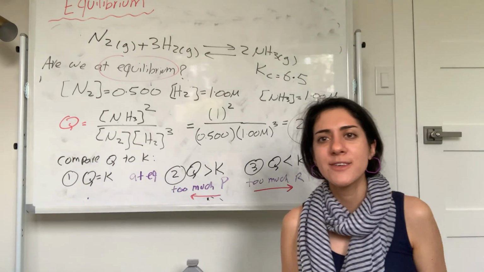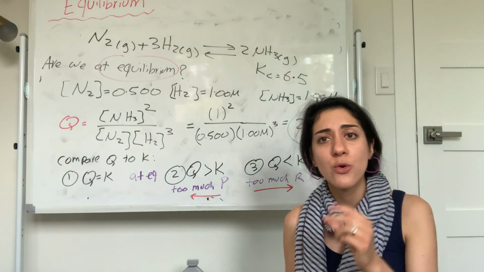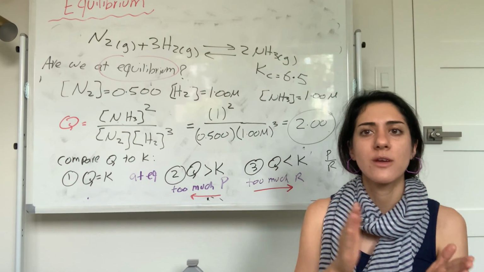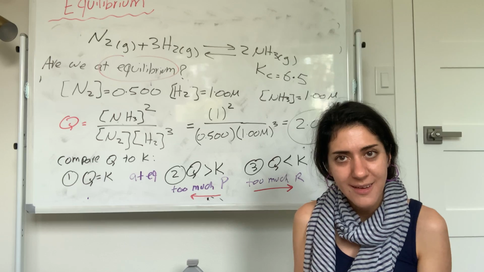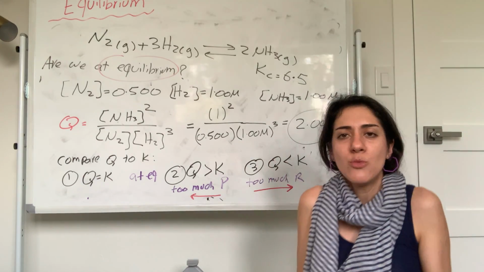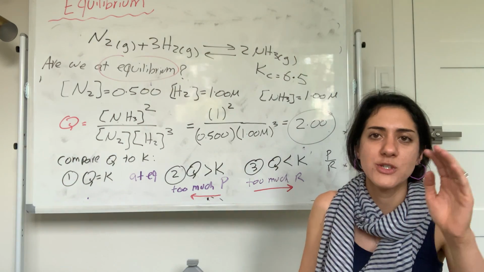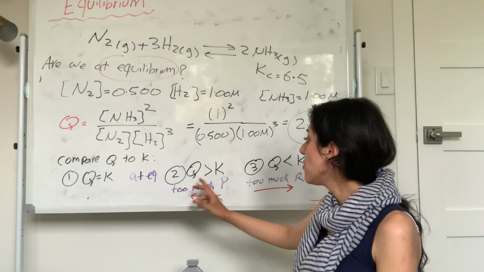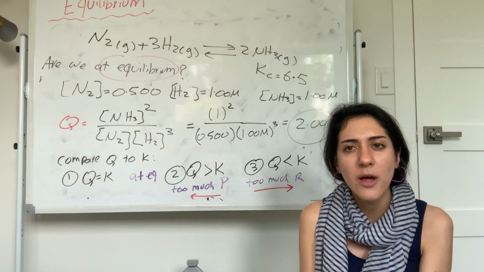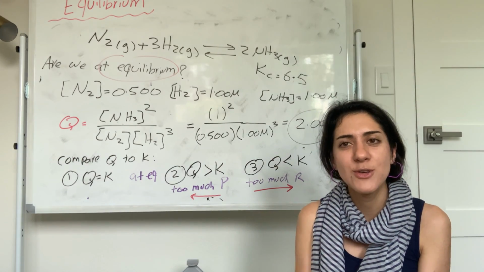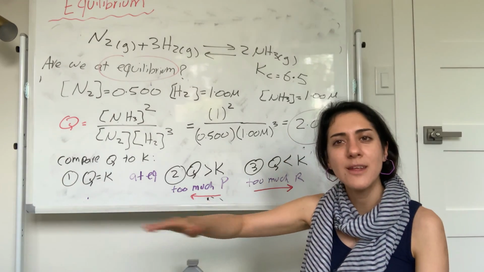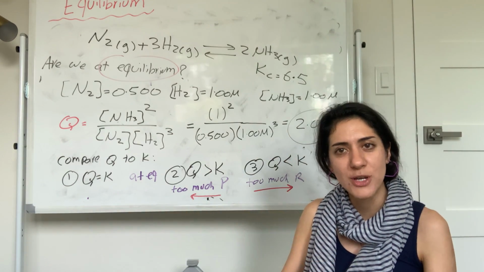So every time they ask you, are we at equilibrium? You are going to figure out Q, because when we figure out Q, we can compare Q to K and then figure out where we are. If Q equals K, we're at equilibrium. We've already reached this stable state. If Q is bigger than K, that means you have too much product, so we have to shift to the reactant to balance things out, to reach equilibrium.